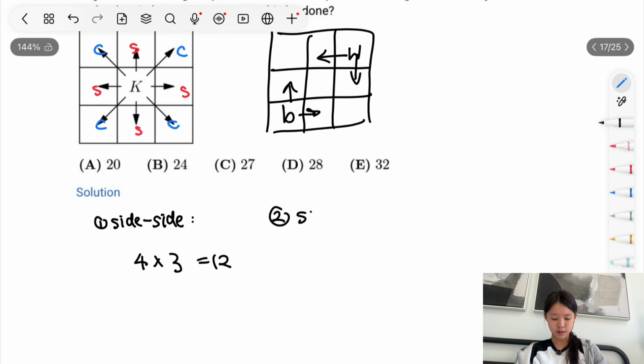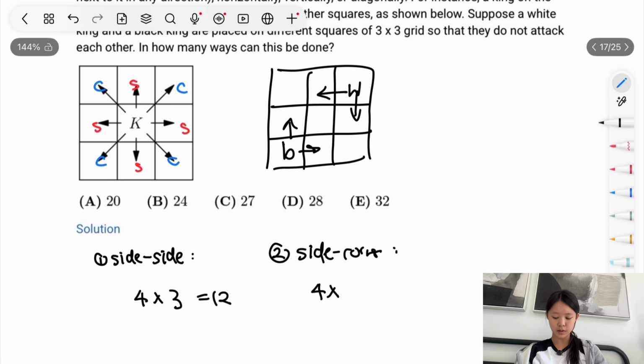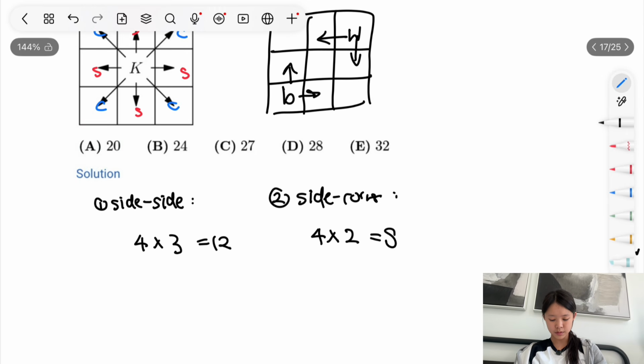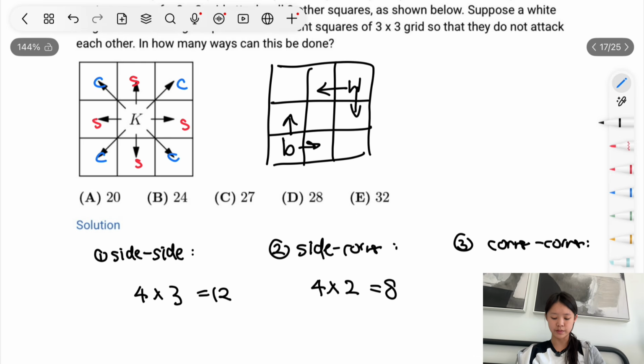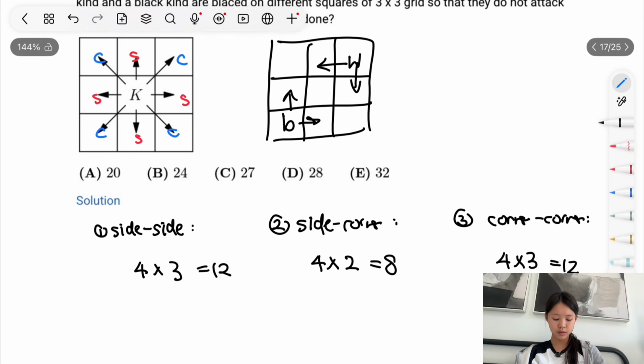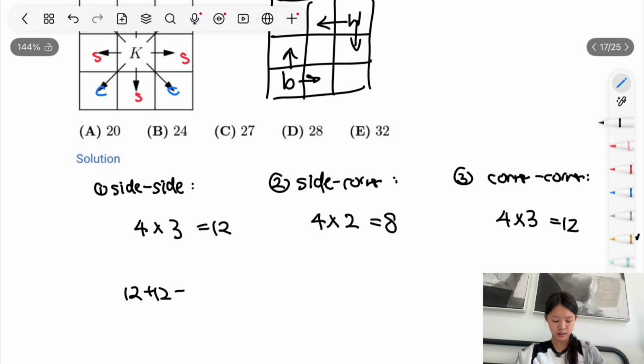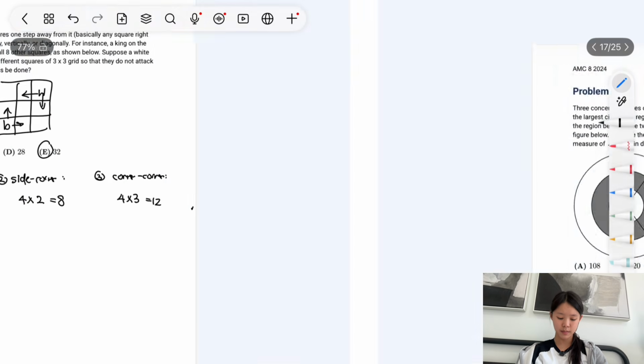And then if we put it side to corner, similarly, you have 4 choices for the first king, and for the second, since it already reaches these 2 corners, you only would have 2 other corners that you could place it at. That would be 8 choices. And then finally, corner to corner. You have 4 corners you can first choose from, and then 3 other corners. So that would be 12. So in total, the answer is 12 plus 12 plus 8 equals 32. So the final answer is E, which is 32.